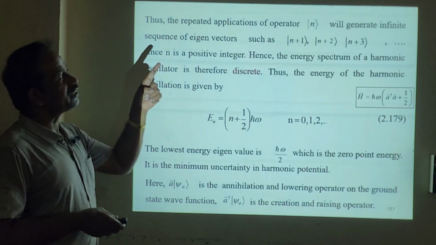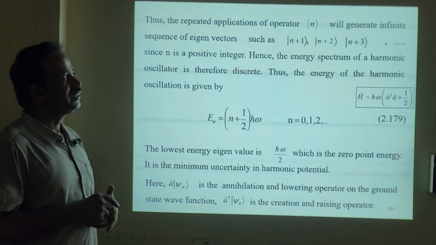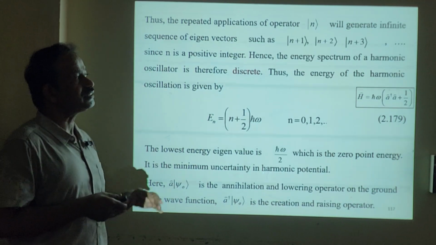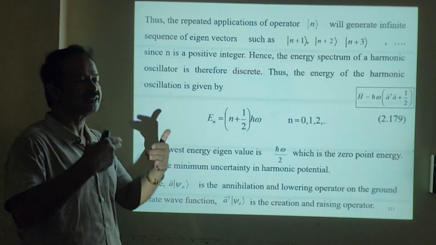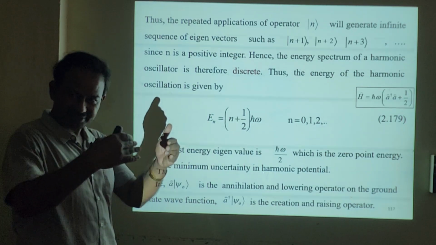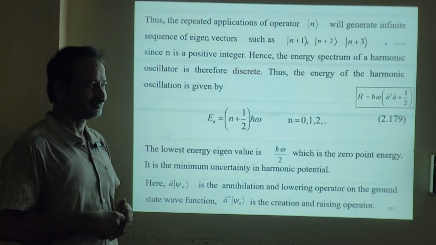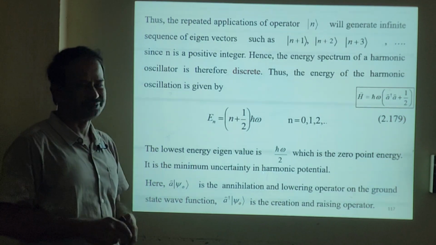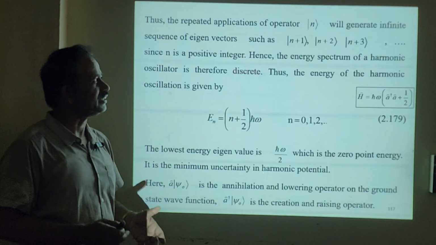Thus the repeated applications of the operator on ket n will generate an infinite sequence of eigenvectors such as n plus 1, n plus 2, n plus 3, and it goes on. Similarly n minus 2, n minus 1, that also is a sequence. When you are going up the ladder, you have to come down. No other way. This is nature.